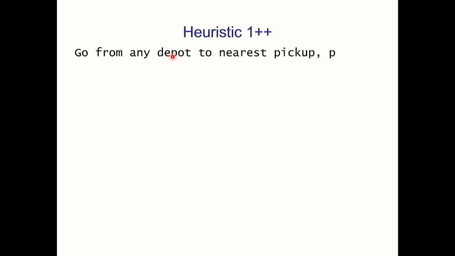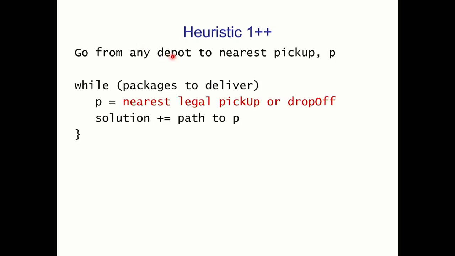So go from any depot again to the nearest pickup location P. And in the while loop, to visit all the deliveries, P is going to be the nearest legal pickup or drop-off, okay? It can be either a pickup or a drop-off. I'm just going to choose the nearest one to me, as long as the solution is legal. So if I'm going to visit a certain drop-off, I have to check that I've picked it up before, right? Then I visit that and continue looping. It doesn't matter whether I'm dropping off or picking up, I just choose the closest one to me every time. At the end, I choose the nearest depot to end the day.